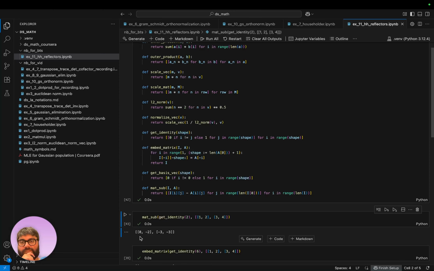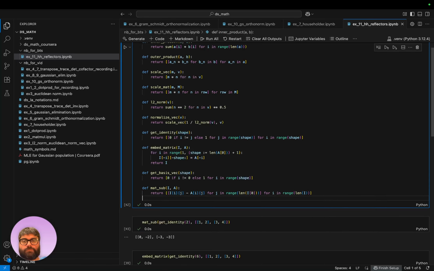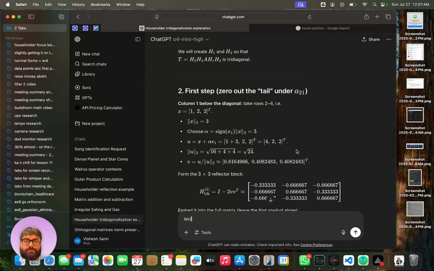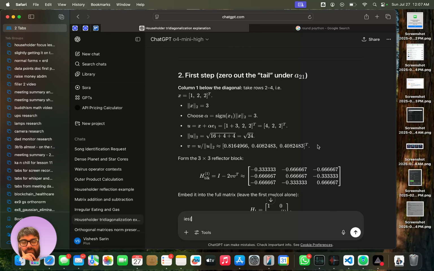Does this make sense though? 1 minus 0 is 0. Yep. 0 minus 2 is minus 2. 0 minus 3 is negative 3, and 1 minus 4 is negative 3. Yep, okay. Math sub is also working. Let's see what else. Okay, outer products. Normalization. Let's see if we got everything for building the householder reflector.